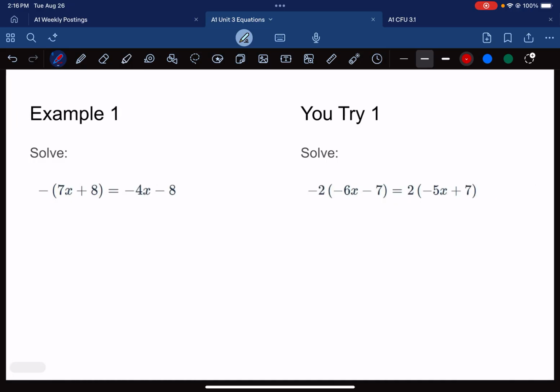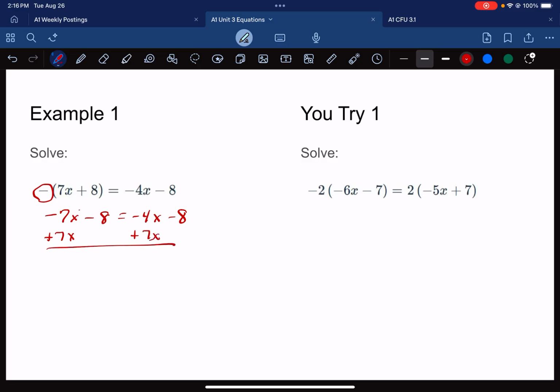So let's do some examples here. I'm going to distribute this negative. See this negative sign here? That's a sign switcher, so it's going to switch my 7x to -7x, and it's going to make it a -8. And I've got a -4x and a -8. So I'm going to get my x's together. I'll move the smaller one. I'm going to move the -7x to the other side of the equation by adding 7x.